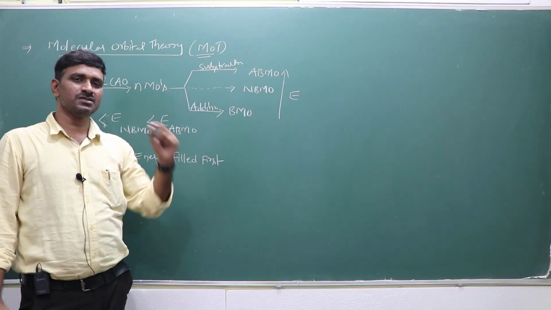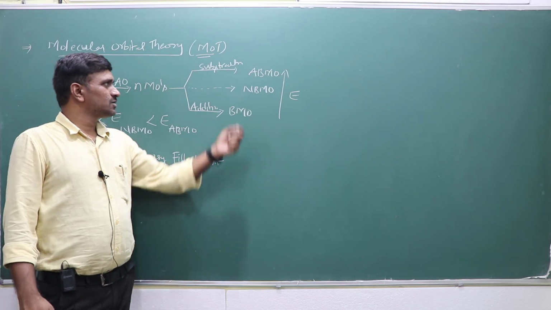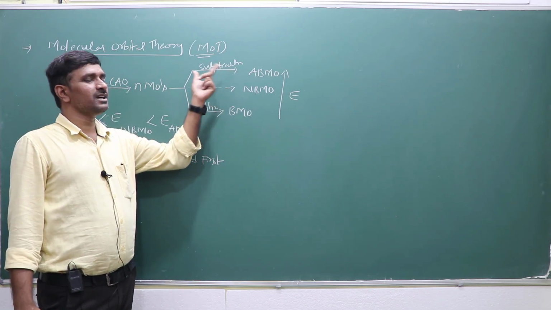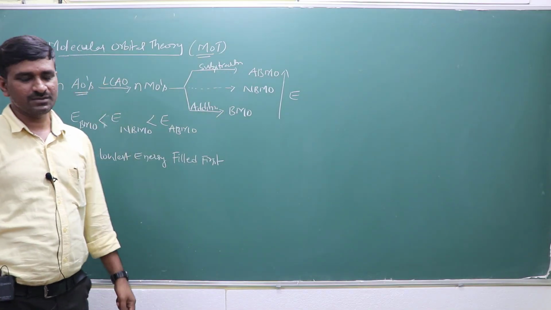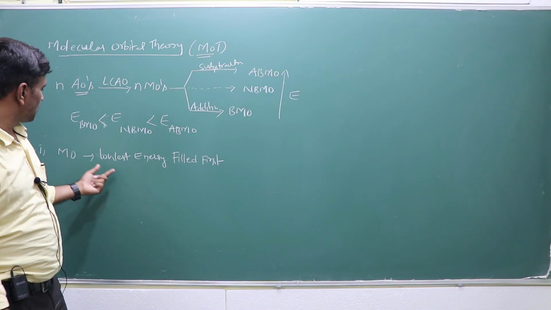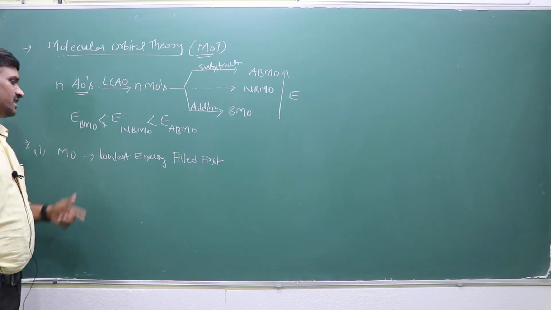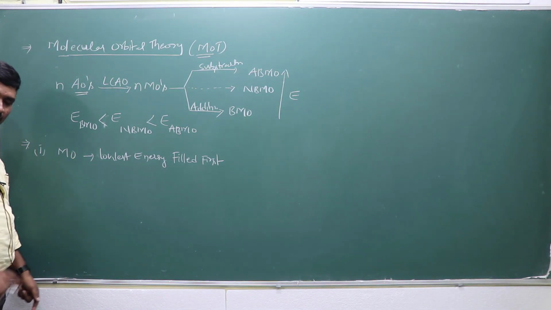Non-bonding means not involved in the bonding; already lone pairs are there. Next, which level is filled? The anti-bonding molecular orbitals. Bonding first, then anti-bonding is filled. Right? So the molecular orbital having the lowest energy is filled first.